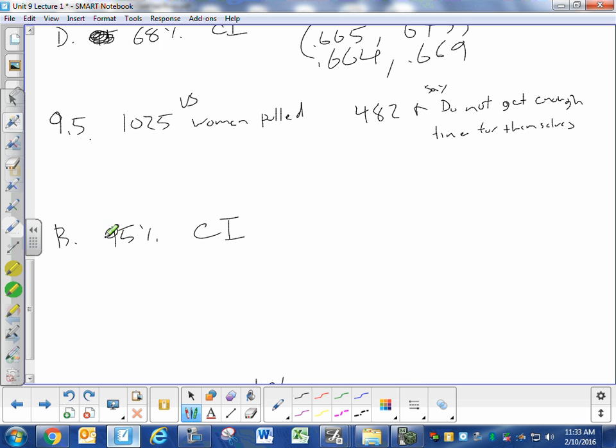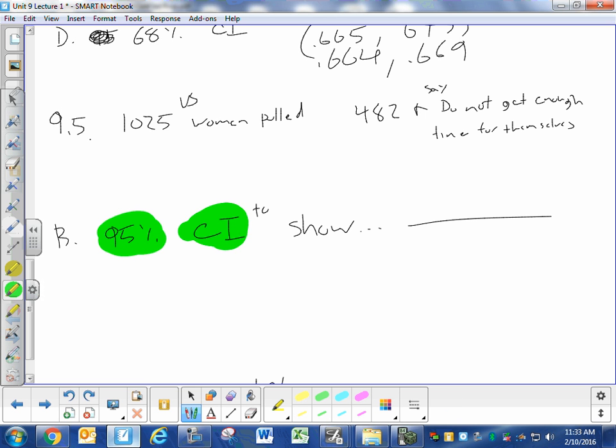If you produce a 95% confidence interval, what are you going to show? I just want you to do a 95% confidence interval, but I want you to tell me what you're showing when you produce a 95% confidence interval.